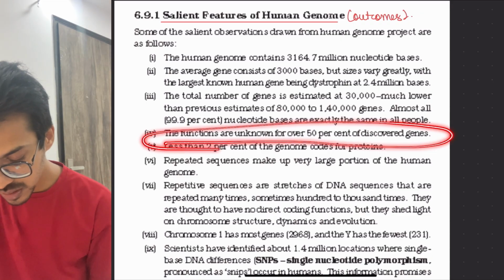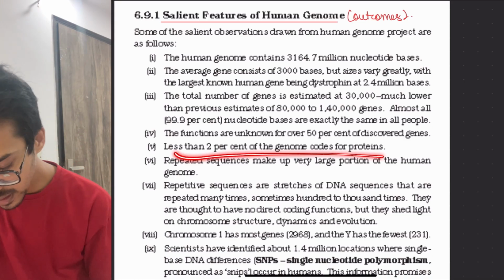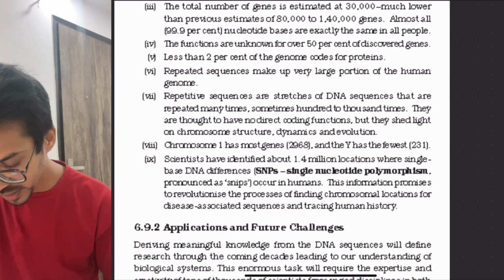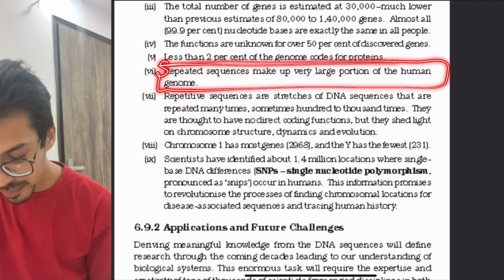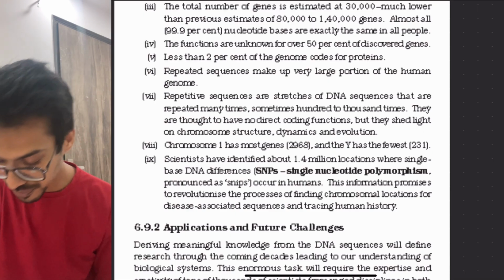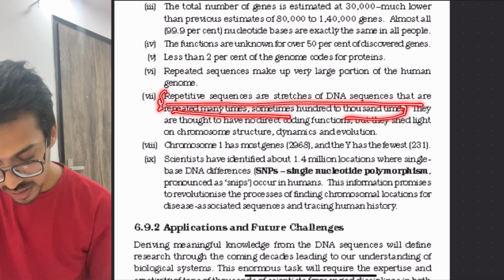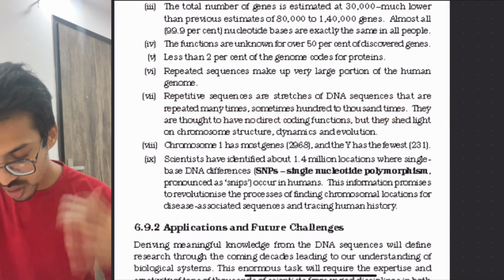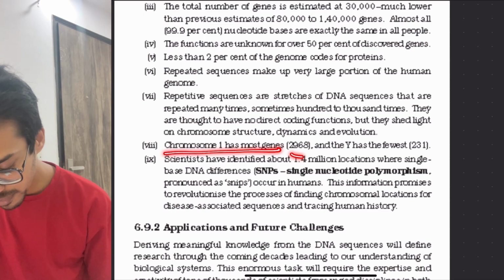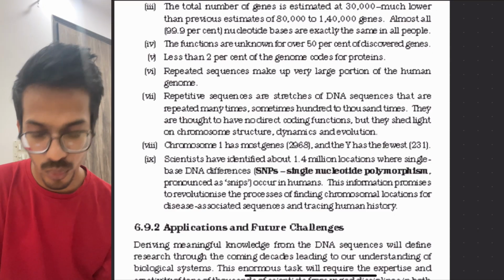Less than 50% of discovered genes have any known function. We don't know what other functions they are doing. Less than 2% code for proteins, which make up our whole body and do the functions. Repeated sequences make up a large portion of the genome, which we call polymorphism. Repeated sequences are stretches of DNA repeated many times, even 1,000 times, and they shed light on chromosome structure and dynamics. Then chromosome 1 has the most genes, 2968, and Y has the least, 231.